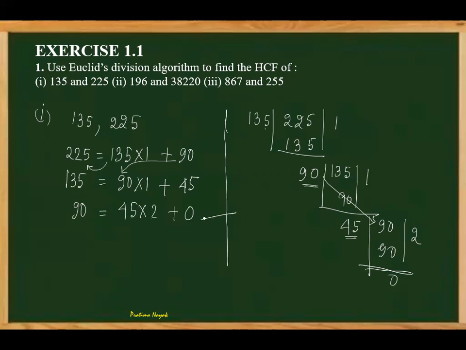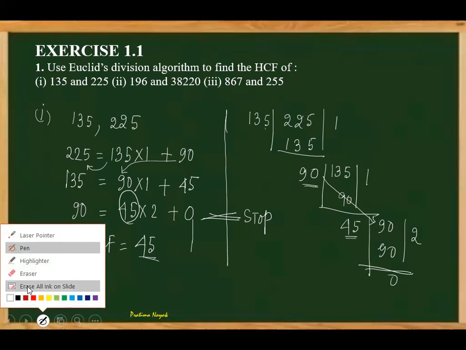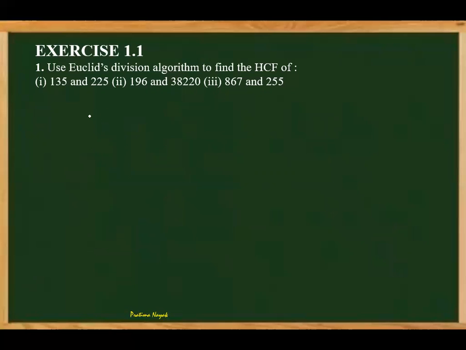Whenever the remainder is 0, stop here. Then declare the HCF is equal to 45. At this stage where you are getting the remainder 0, the divisor is equal to HCF. HCF is the divisor, that is 45. So I hope you have followed. You can note down the procedure.